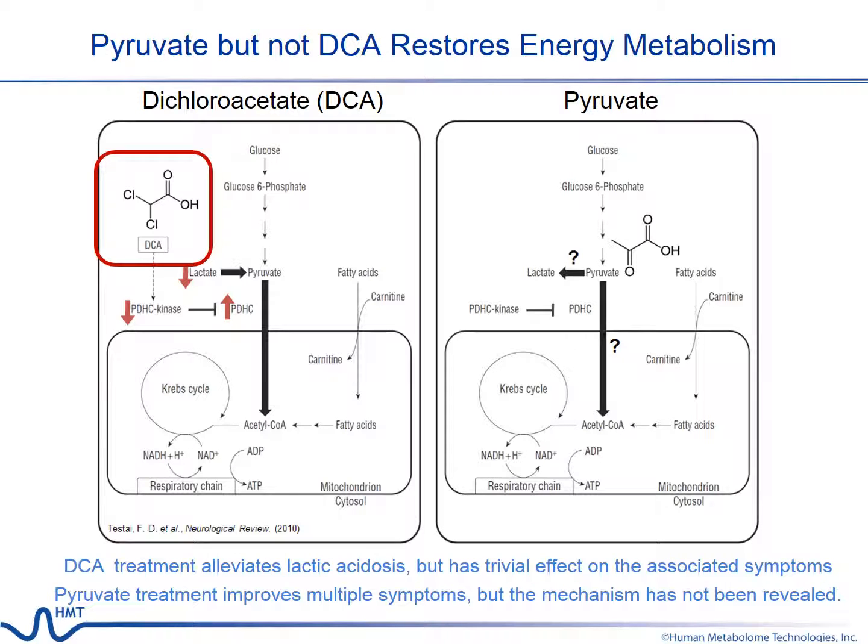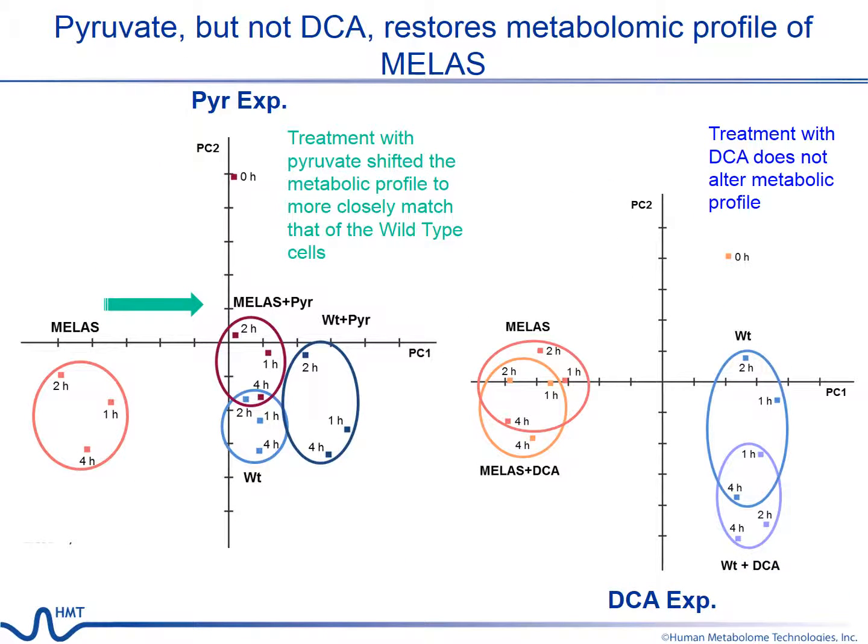To reduce acidosis, clinicians use DCA, which acts to enhance pyruvate conversion to acetyl-CoA, thus reducing lactate production. Pyruvate treatment, on the other hand, improves multiple symptoms, but the mechanism has not yet been elucidated. After addition of pyruvate to the MELAS cells, the metabolic profile shifted over to that of the control cell lines, suggesting pyruvate, but not DCA, restored the MELAS cells to a more normal metabolic phenotype.